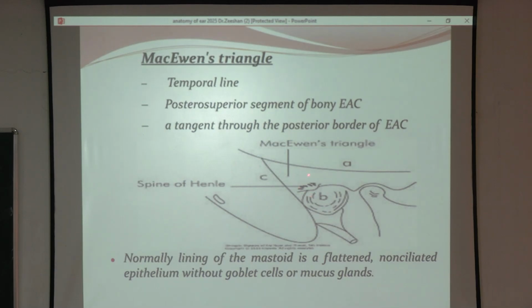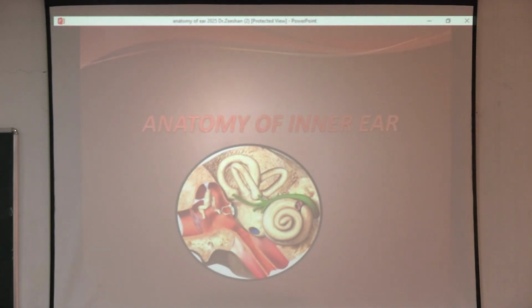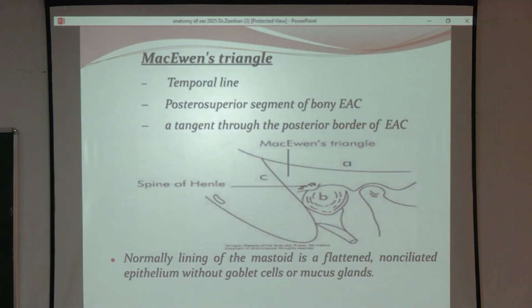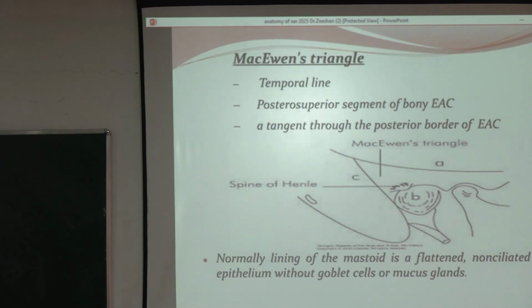Posterior superior segment of the bony external auditory canal, like this, all right, and a tangent through the posterior border of the external auditory canal, this tangent. So this area is the area where we drill the bone out to reach the mastoid antrum. Okay. Normally lining of the mastoid is flattened and non-ciliated epithelium without goblet and mucous cells. So around 1.5 to 2.5 centimeter deep to this area will lie this mastoid antrum.